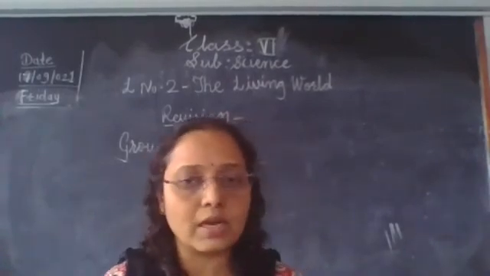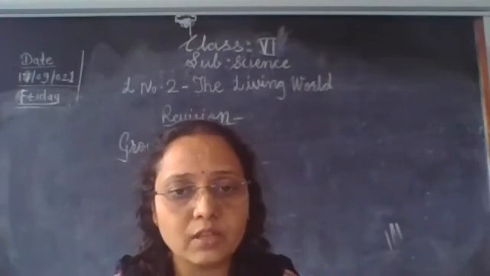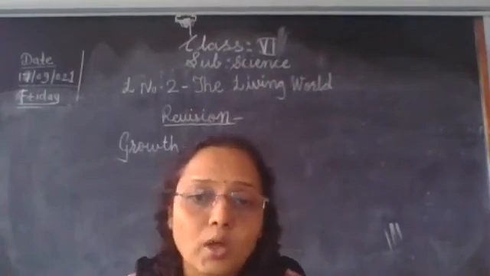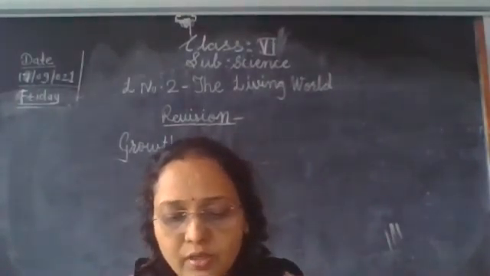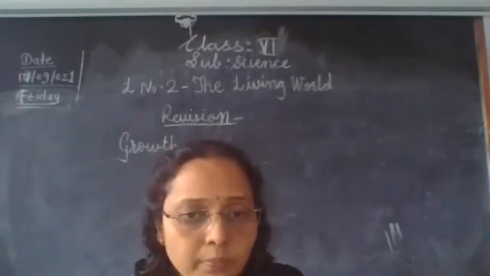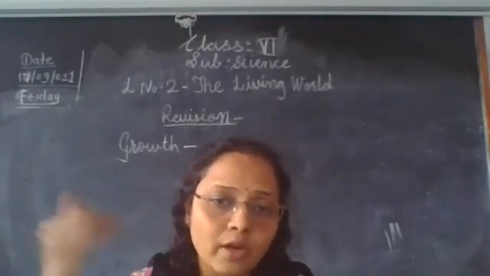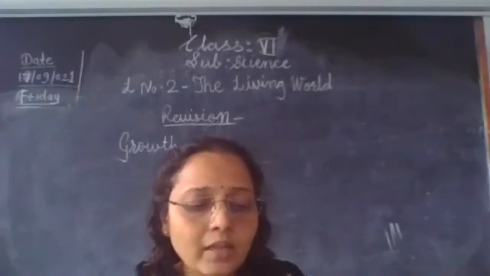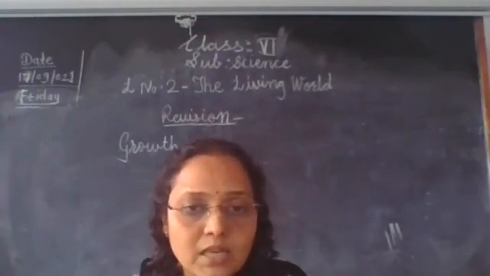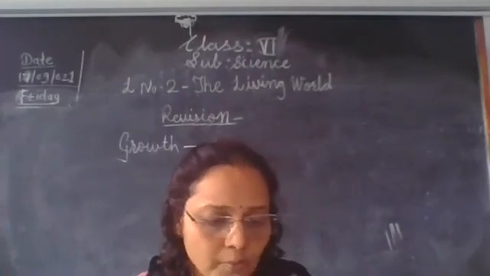Okay, children. In this lesson, we learned about the characteristics of living things. We saw the basic difference between living and non-living things. Living things show growth. Animals grow in a certain period of time, their lifespan, but plants grow as long as they live. That is a basic difference between plants and animals. Plants are autotrophs, animals are heterotrophs.